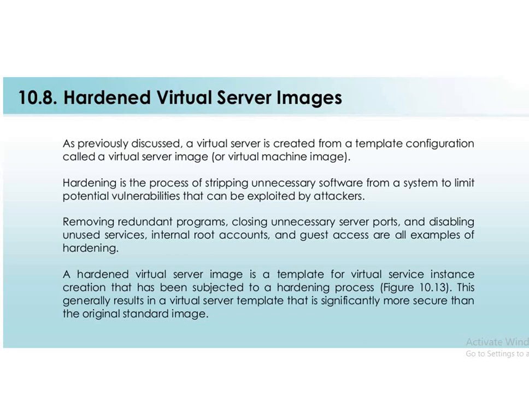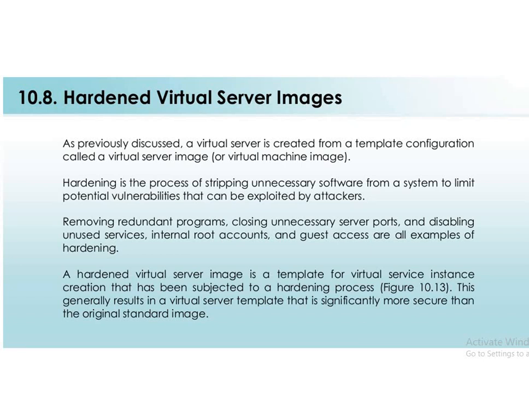Only the required part is kept. Removing redundant programs, this is how we do it. Closing unnecessary server ports which are not required, disabling unused services, internal root accounts and guest access are all examples of hardening. So we remove such things as redundant programs and unnecessary software, close unnecessary server ports and disable unusable services. We remove all these and try to make the system as small as possible so that it is less vulnerable to external attackers.